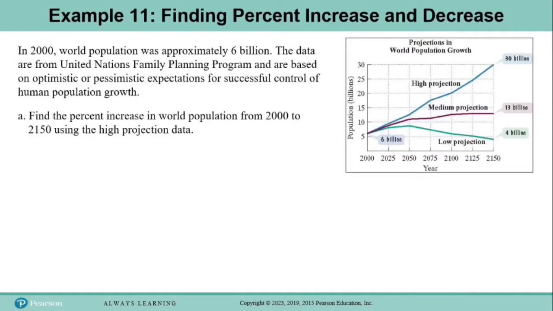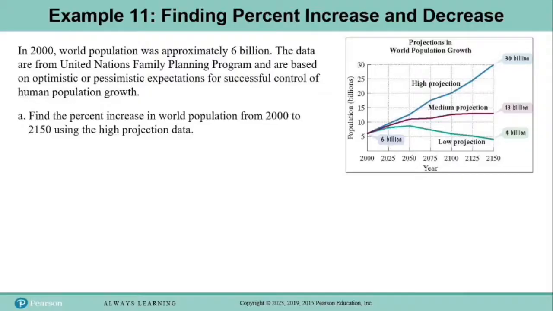So a lot of times we see percent increase or percent decrease as part of a report of some kind or a news article, and so that's kind of what we have here. In the year 2000, the world population was approximately 6 billion.